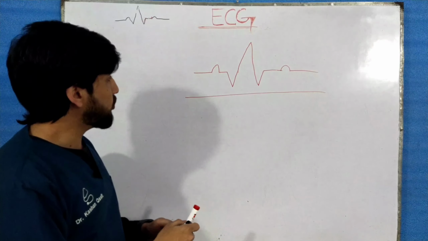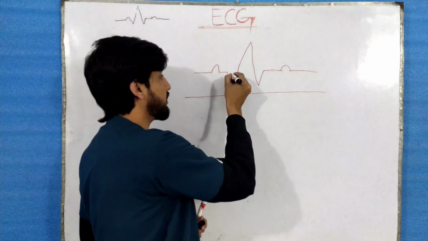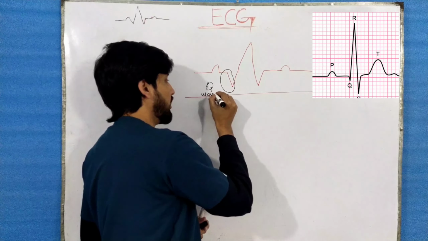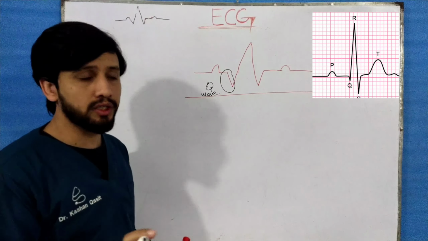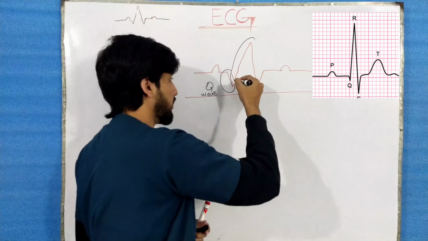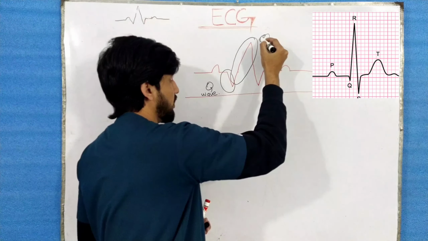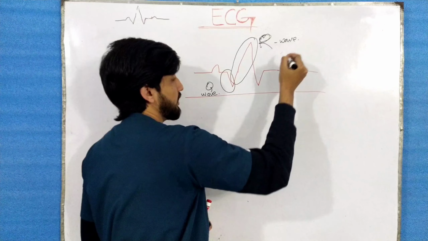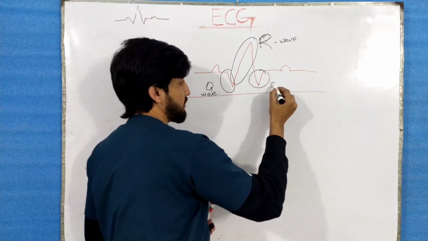So in QRS complex, the first part here is the Q wave. Then the second part of the QRS complex is the major part, and this is the R wave, and finally here is the S wave.